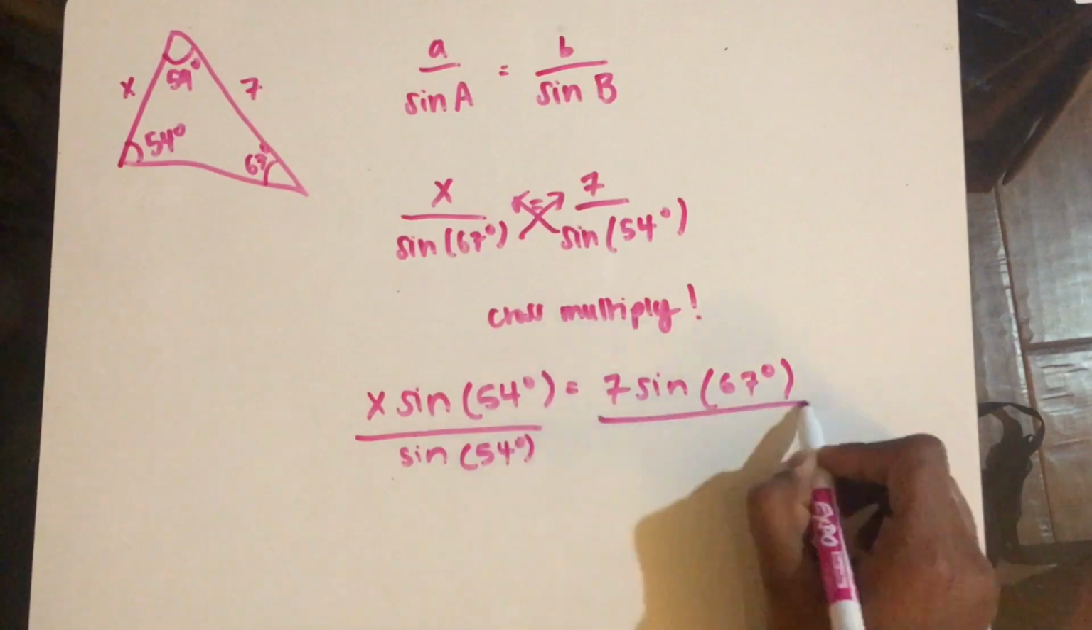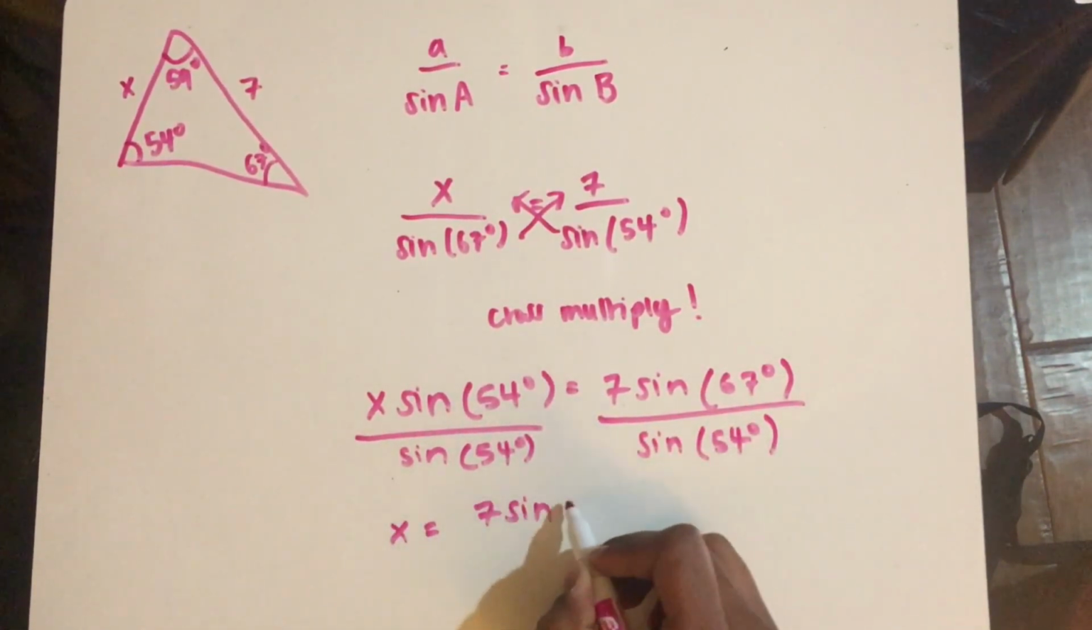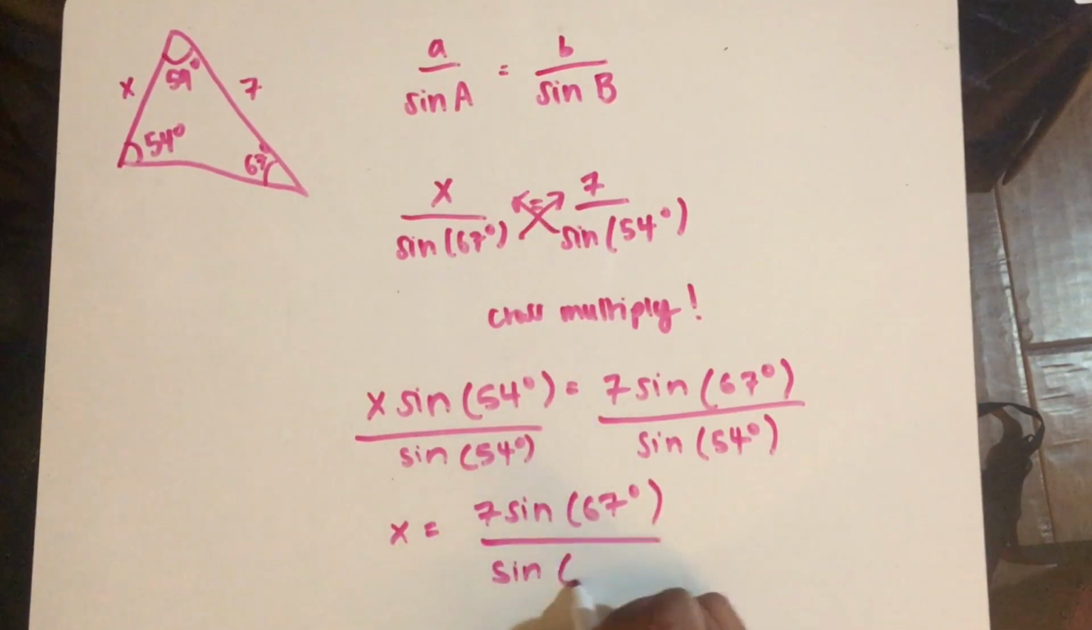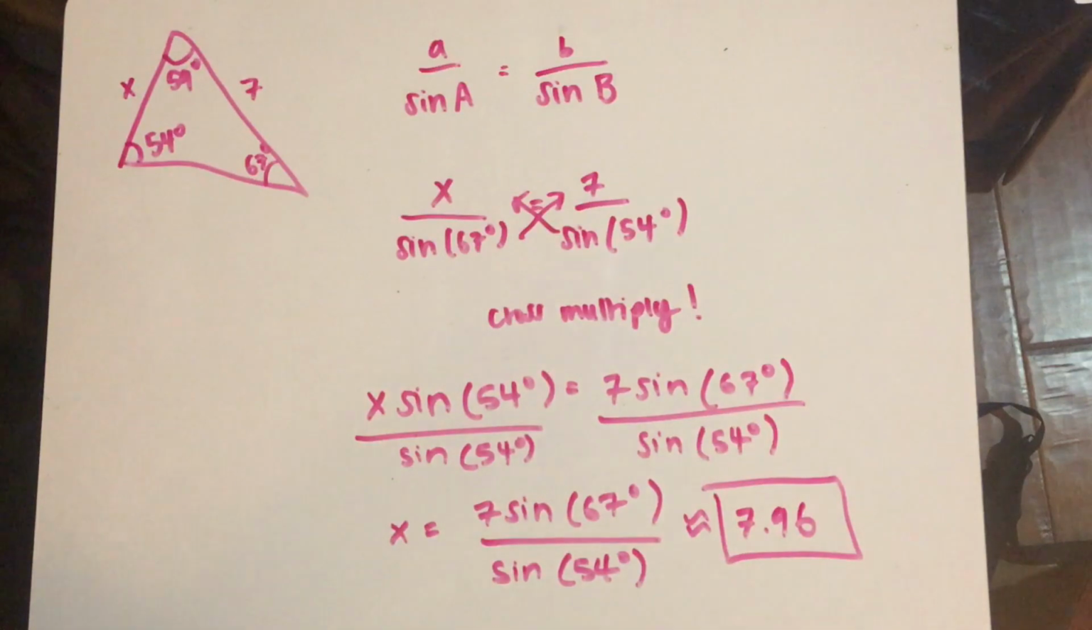Next, we isolate x by dividing both sides by the sine of 54 degrees. This gives us an x value of 7 times the sine of 67 degrees divided by the sine of 54 degrees, which is approximately 7.96.